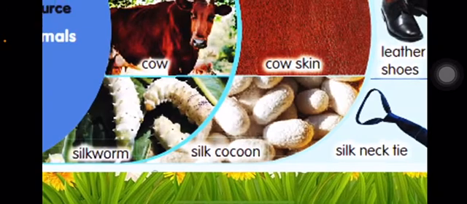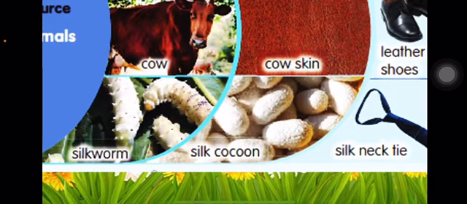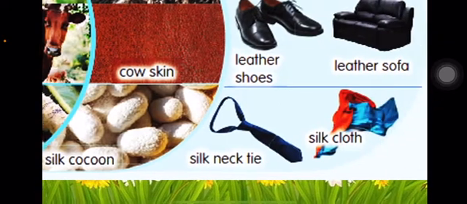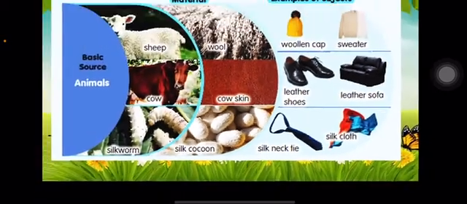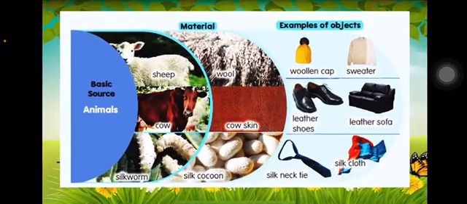And from the silkworm, we get silk cocoons, and the materials from the silk cocoons are silk neckties and silk clothes. So all these objects come from materials from animals. So our second basic source of materials is animals.